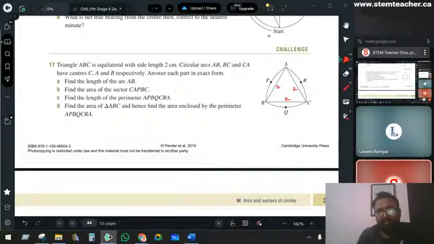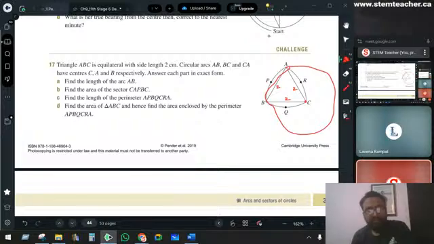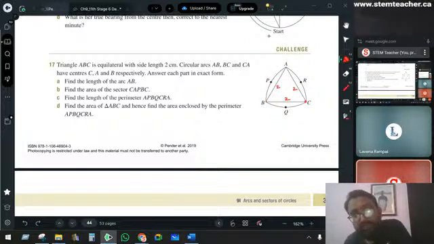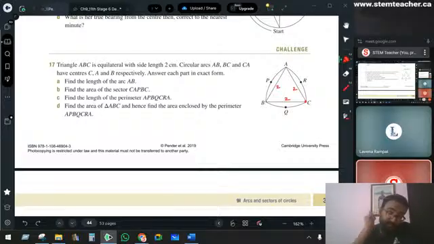Actually, he did not make a mistake. So for the arc AB, this is the center. Is it clear? For the arc AB, the center is C. For the arc AC, the center is B. For the arc BC, the center is A. There are three different circles, with center A, with center B, with center C.